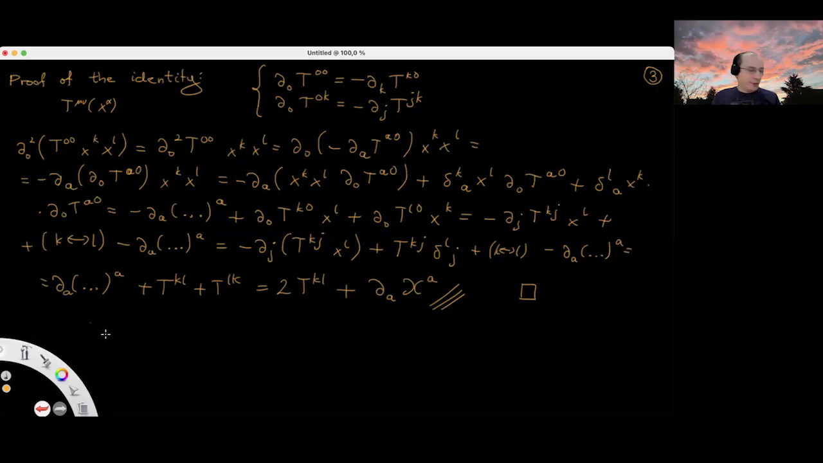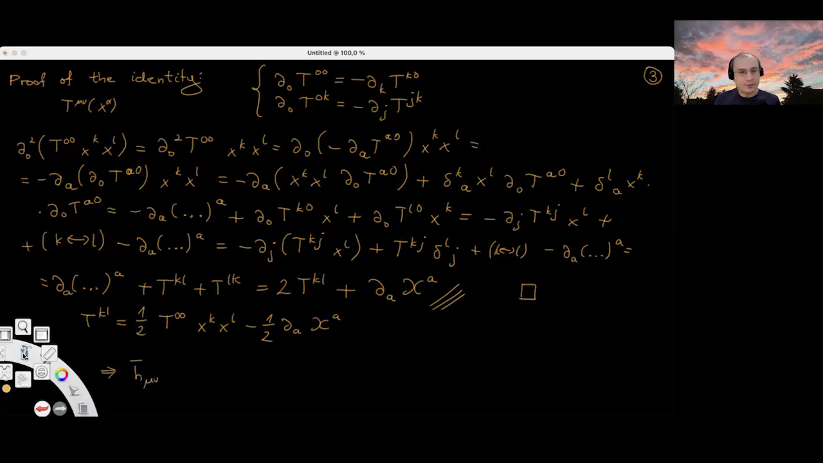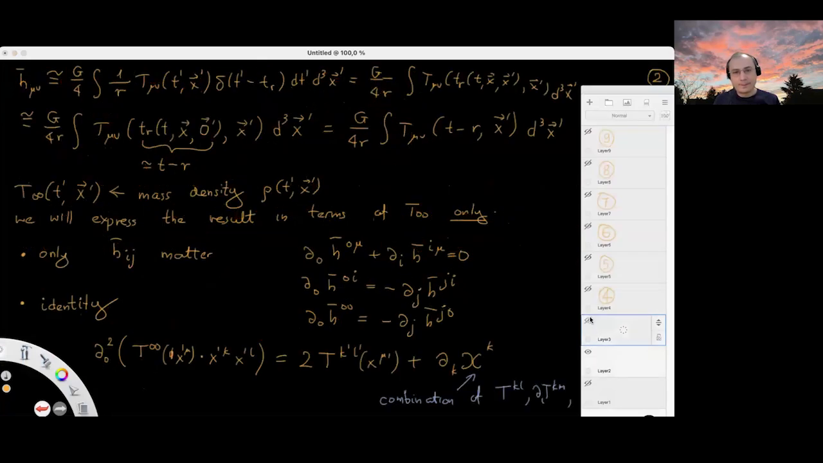Okay, so we can apply our identity. We know that now t k l is equal to 1/2 t 0 0 x k x l minus 1/2 d a x a. So h bar mu nu, let's go back to the previous. That's g over 4 r integral of this over the spatial components, over the spatial variables.